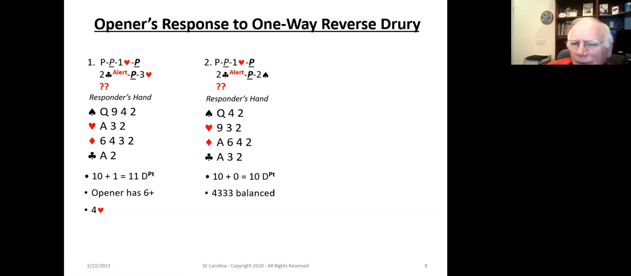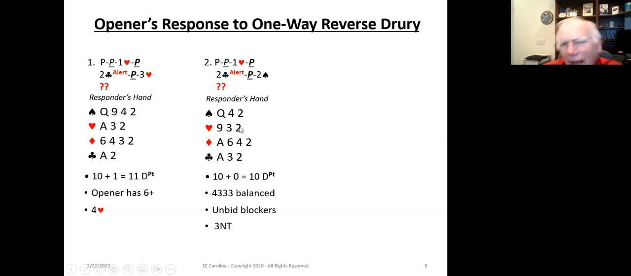So with the 4-3-3-3 balanced shape and unbid blockers. Now remember, our partner bid a heart. We've got a blocker in spades. We've got a blocker in diamonds. We've got a blocker in clubs. We've got 10 plus points. What do you think we're going to bid? We're going to bid 3 no trump, because we know we got enough points. We know that we've got a 5-3 fit, and we know that we've got a blocker in all the suits.